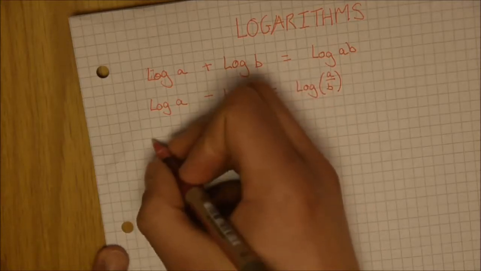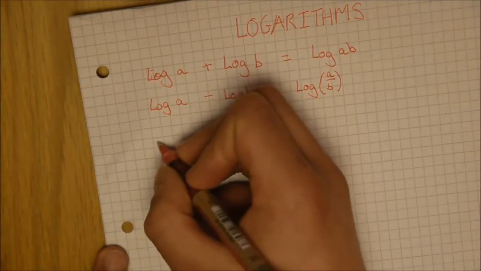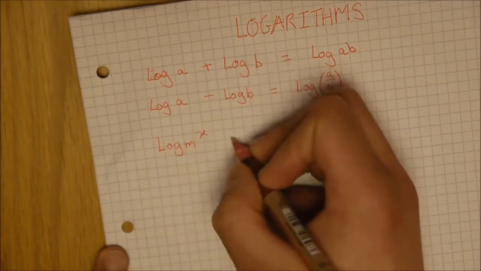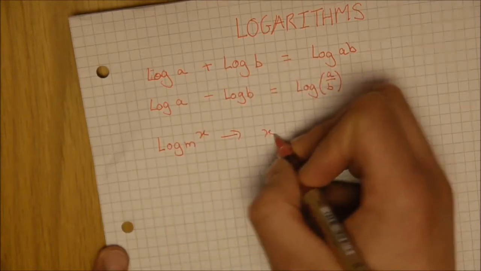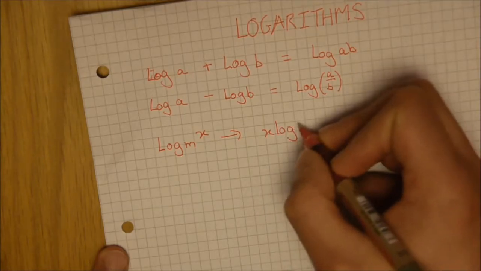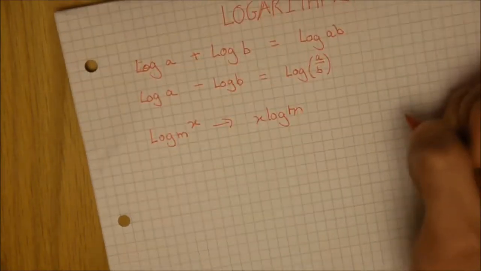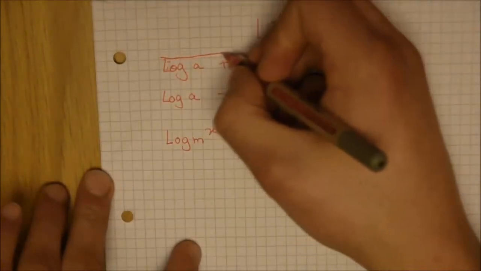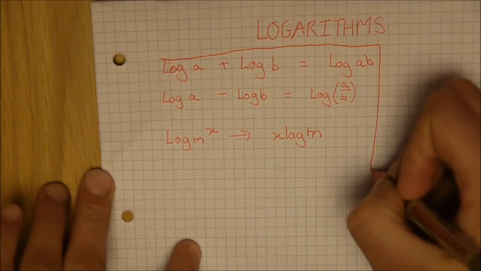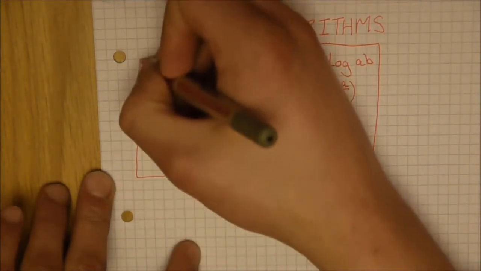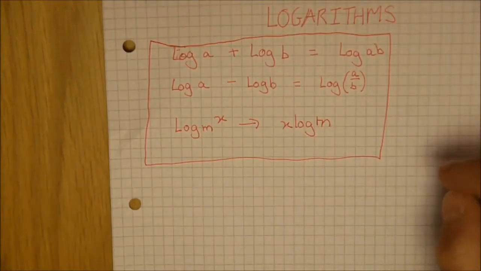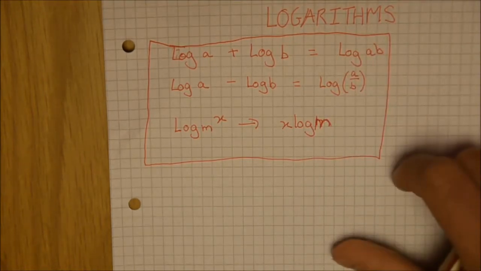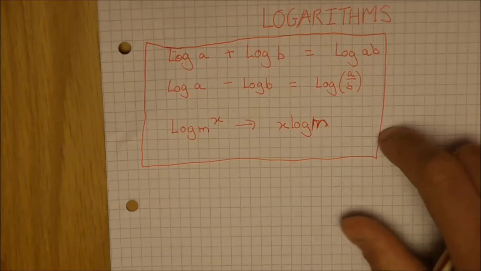The final rule is that if you've got log m to the x, for example, it can be written as x log m. So now those are the three rules of logarithms: log A plus log B equals log AB, log A minus log B equals log A over B, and log m to the power of x can be written as x log m.